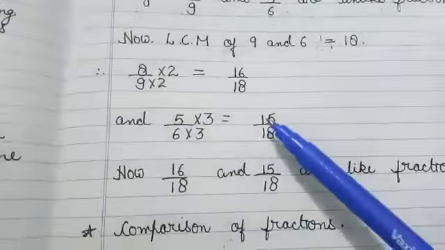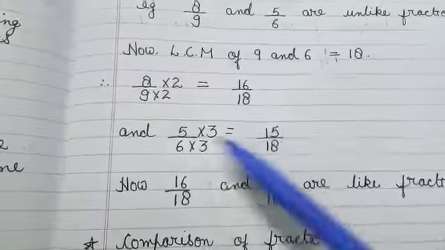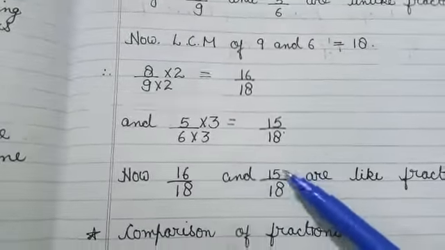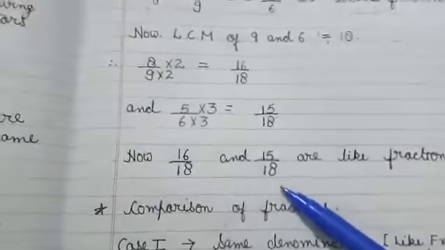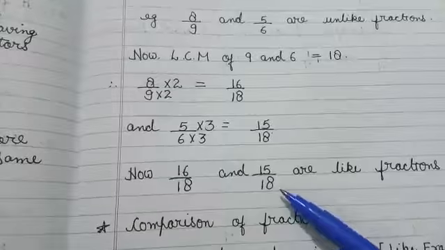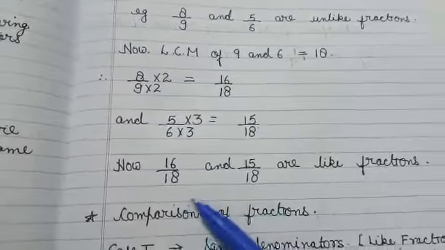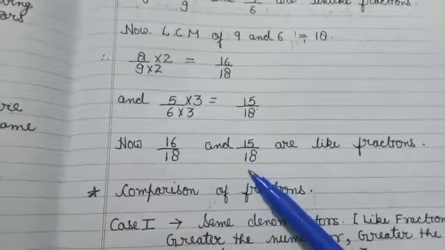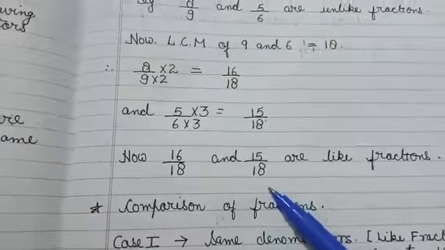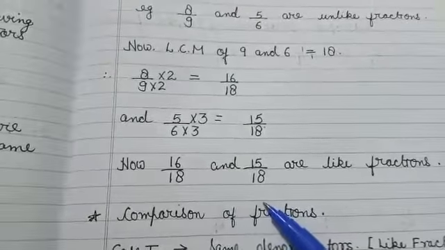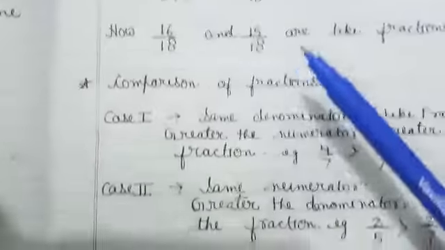18. Now 15 by 18 is the equivalent fraction of 5 by 6. Now see class, 16 by 18 and 15 by 18 are the new fractions in place of 8 by 9 and 5 by 6. Now here you can see the denominators are same. Now these are said to be like fractions. We make the unlike fractions into like for adding, subtracting and comparison. Now we will see how we will compare the fractions.